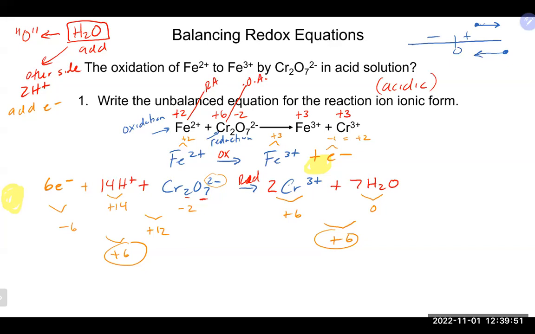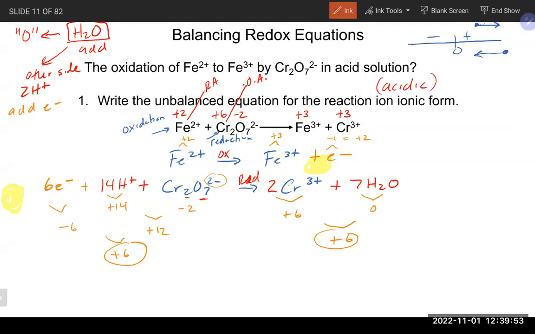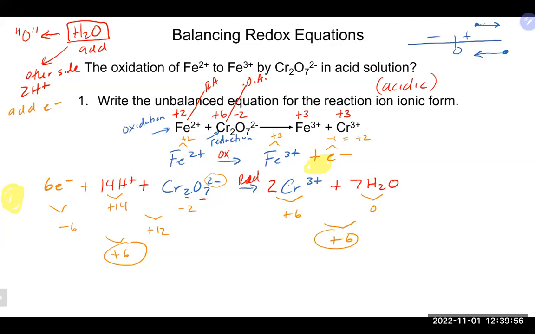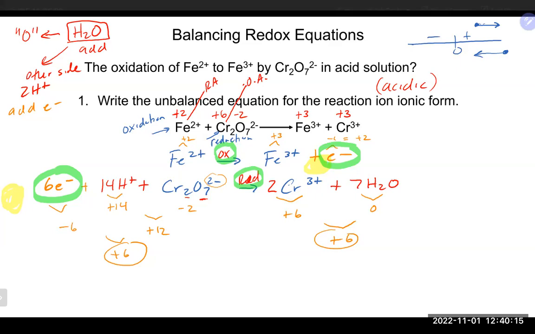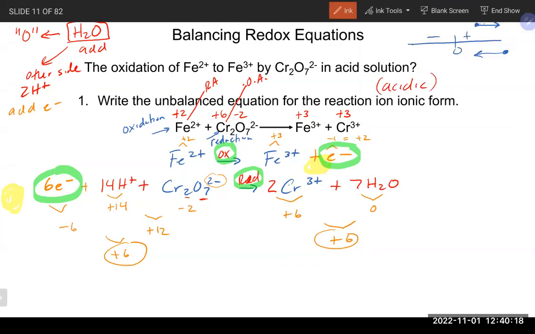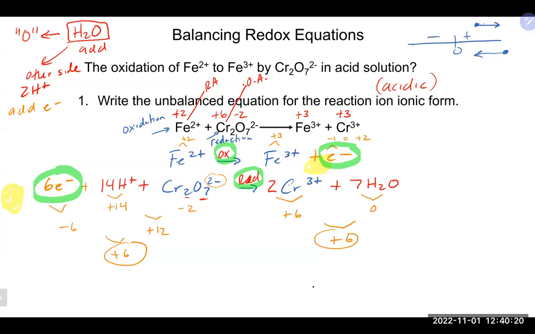The good point of figuring out what is being oxidized and what is being reduced is that at this point, you can figure out if you messed up. You know that this is the oxidation half reaction, which means my electrons should be on the product side, which they are, so that's good. This is the reduction half reaction, which means my electrons should be on the reactant side, which they are as well. You should never add electrons to the same side. They should always be on opposite sides of the arrow. Any questions on any of that there?